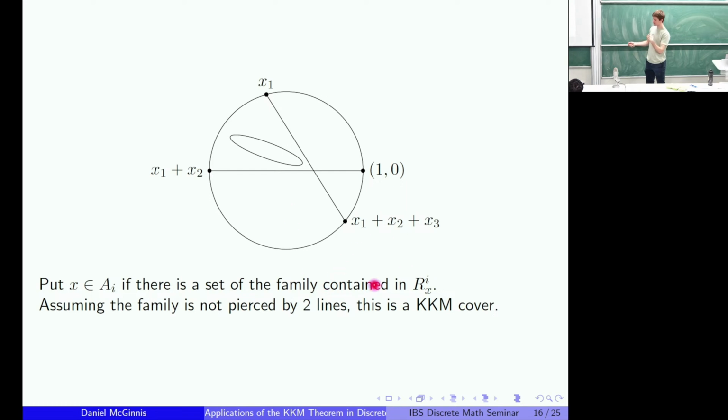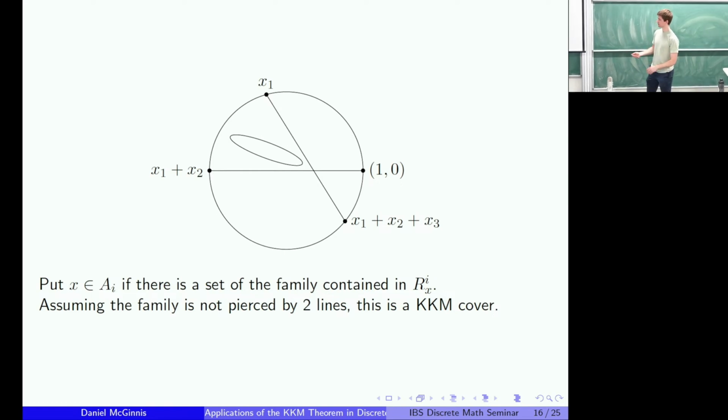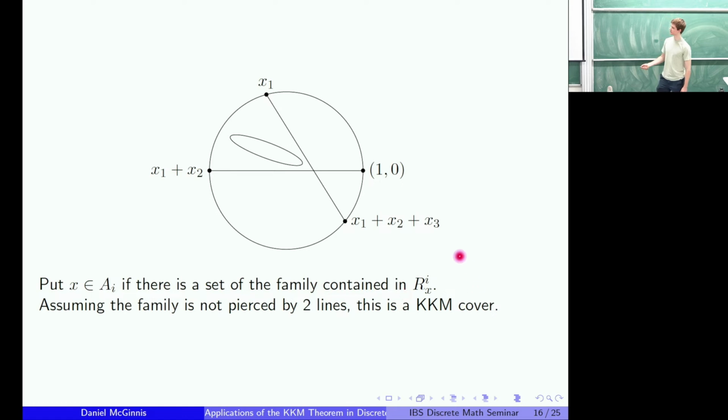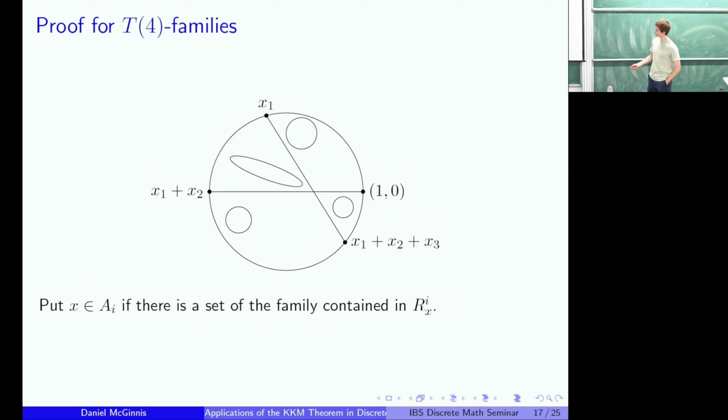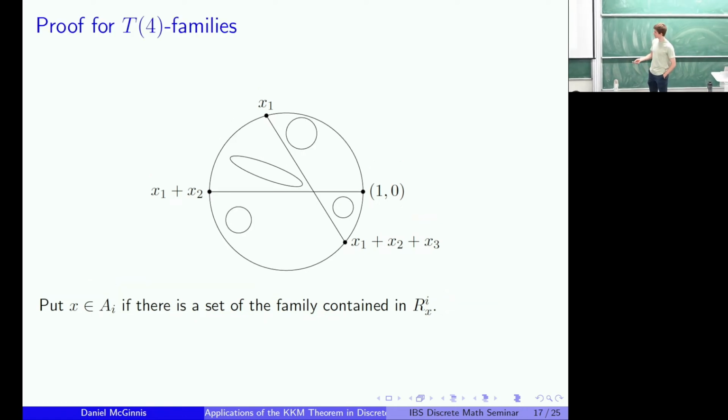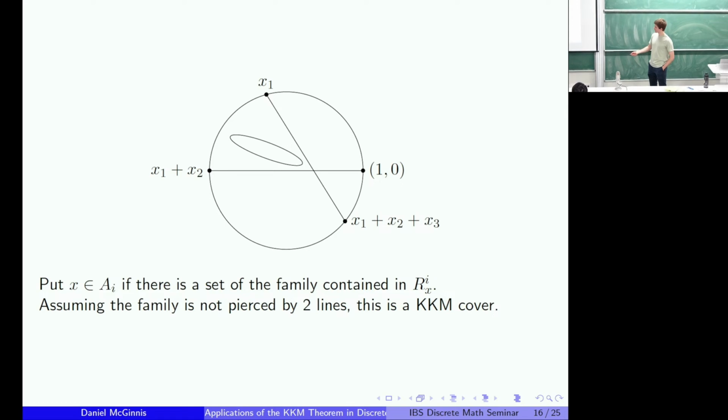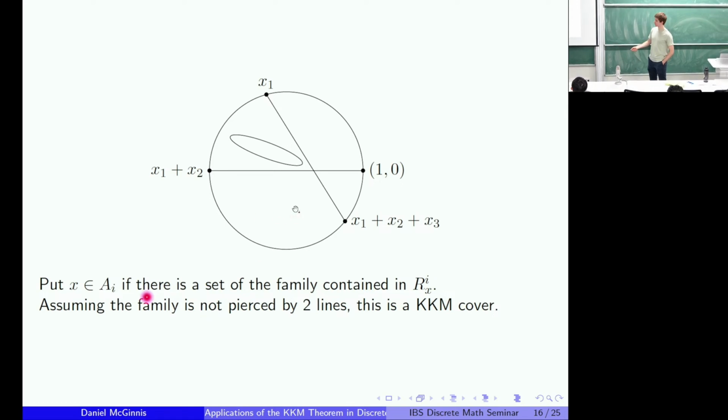So basically this is saying that our sets A_i are covering your simplex. There's a little bit to be checked there, but it turns out that if you assume that the family is not pierced by two lines, then you'll get a KKM cover. And so what does the KKM theorem tell us? What is the conclusion? Well, it tells us that there's a point of delta 3 in the intersection of all the A_i's.